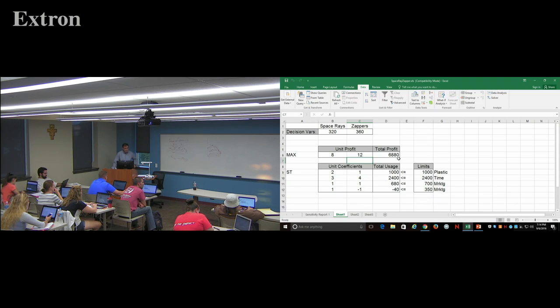I don't know. But anyways, in that range from $4 to $10.67, the solution does not change. What does change? The mix doesn't change, but the profit changes, right? Because I'm changing the coefficient, so it's going to change the profit accordingly. Okay, so that's the first thing we want to analyze, the range of optimality.